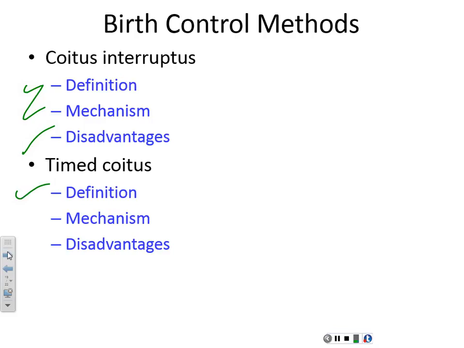And then timed coitus, or natural family planning, is when you abstain from sex 2 days before and 1 day after, okay? But you need a little bit more than that. We talked about it, right? Because sperm can survive up to 5 days.